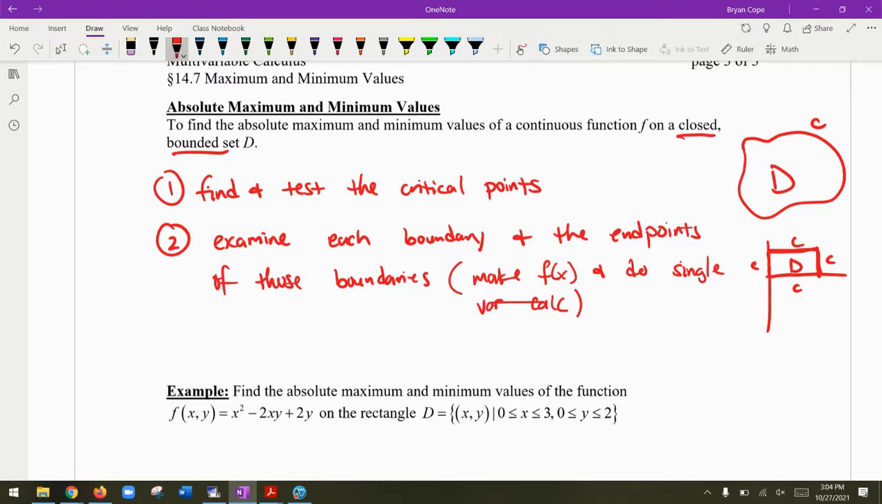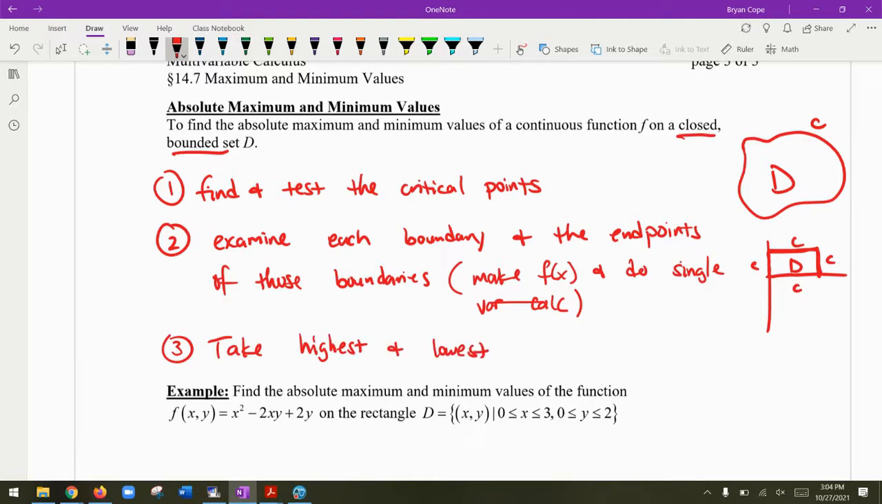Okay, because what's going to happen is, if we're going to travel along this boundary, f of x, y is just going to turn into f of x, 0. So we're going to have a much simpler function to work with. And the moral of the story, the whole thing was trying to find a max or min. So step 3 is just take the highest and lowest values of everything you find. And those are your max and your min.